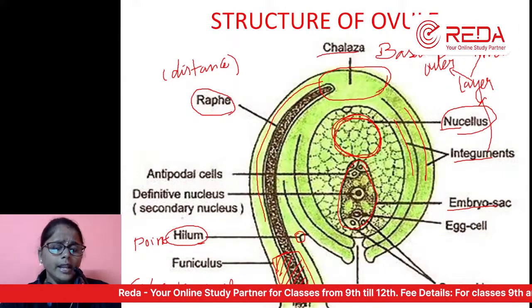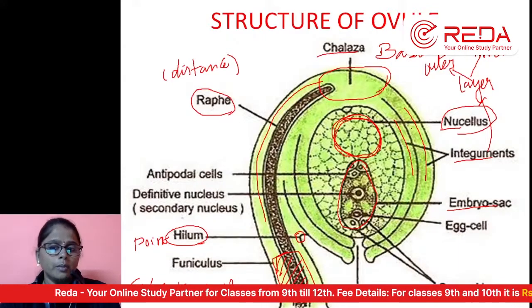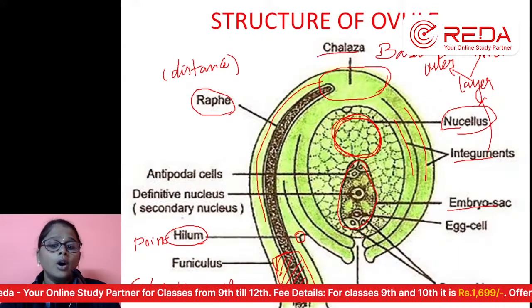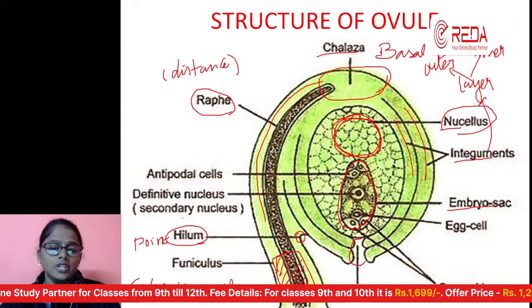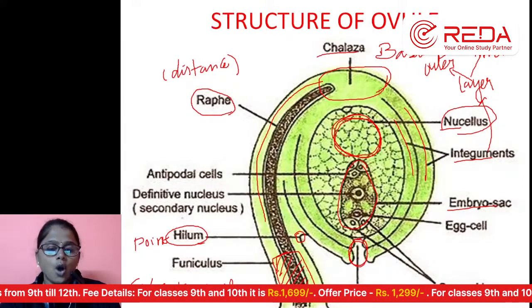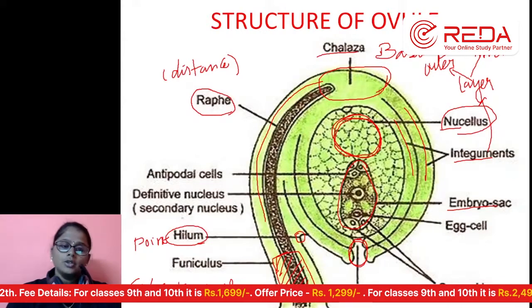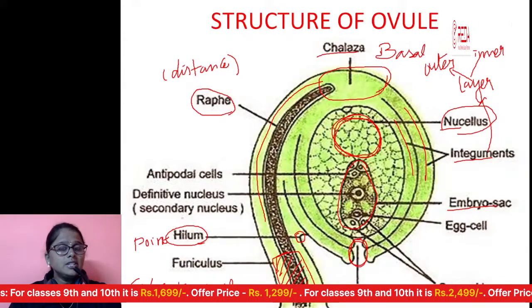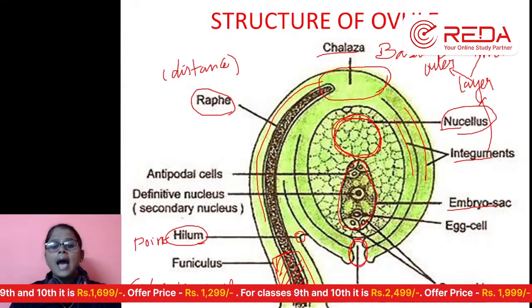And the integuments, that is the outer integument and the inner integument, are absent at a small opening like structure which is called the micropyle. So micropyle is the region where the integuments are absent.